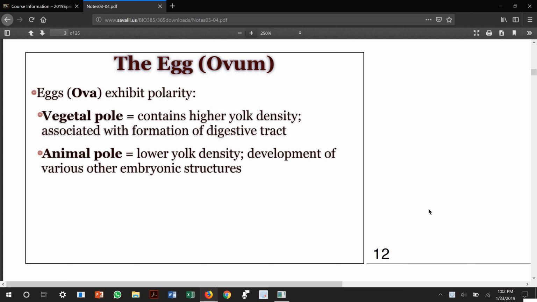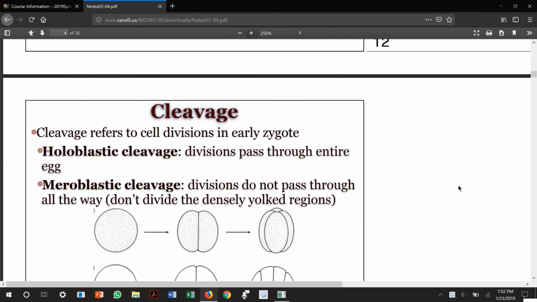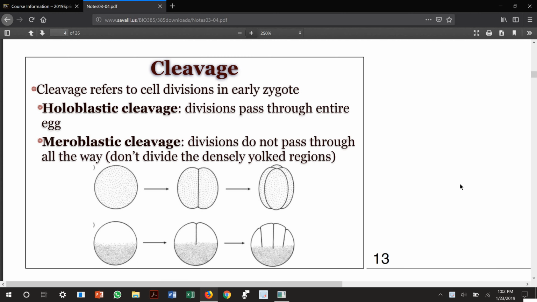All right, so the first thing that, of course, happens to that early zygote is that it begins to divide, the cells begin to divide, and so you have cell cleavage, the division of the cell. There are 2 kinds of cleavage, holoblastic versus meroblastic. Holoblastic means you cleave through the whole thing, that is, the entire zygote divides. The division passes through the entire egg, like is shown here. The top one is holoblastic cleavage.